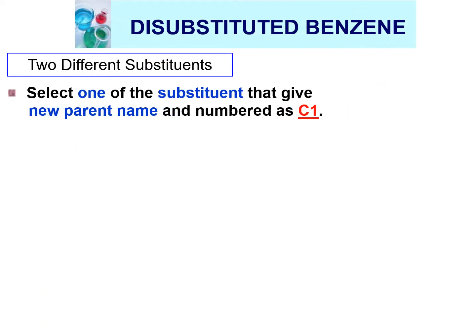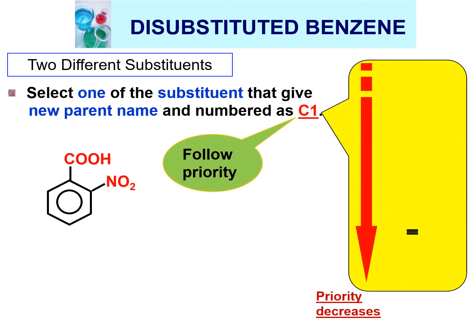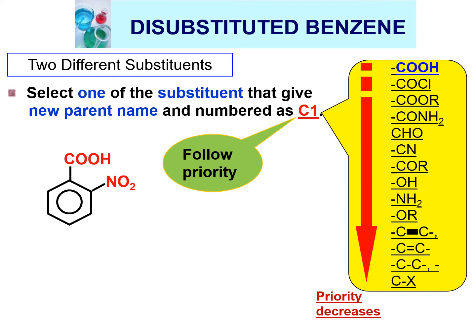For disubstituted benzene, two different substituents. Select one of the substituents that gives the new parent name and is numbered as carbon 1. As an example, we have benzene with two different substituents, the COOH group and the NO2 group. The carbon to be numbered as carbon 1 must follow the priority from COOH, C double bond O Cl, and priority decreases to C bonded to X.